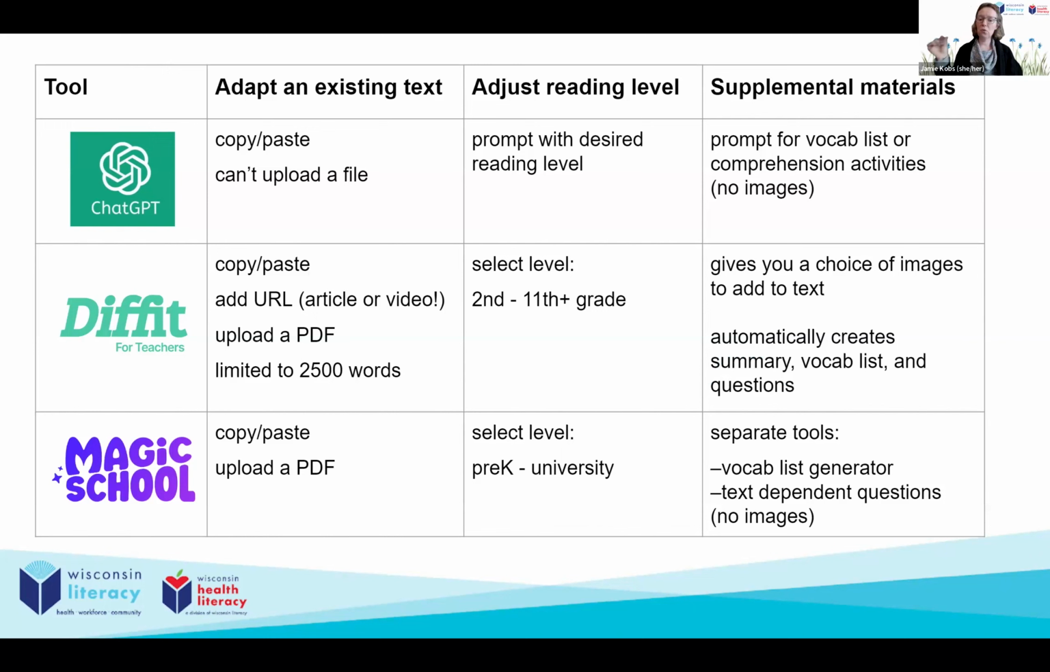So there's separate tools for all of these tasks. So we'll use a text leveler to adjust a level. And then there's another tool called a vocab list generator, and then a text dependent question tool. It does not create images for you for your text.